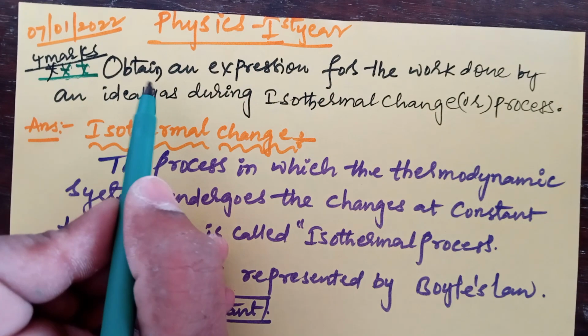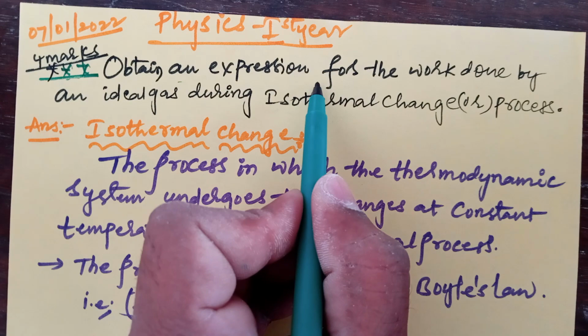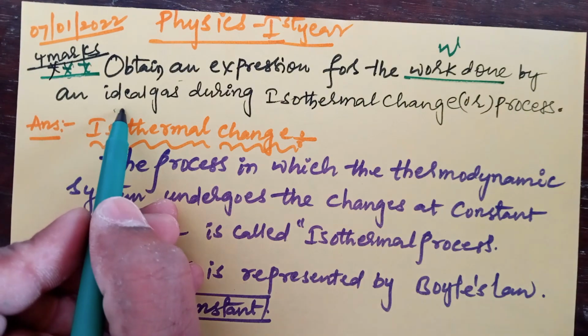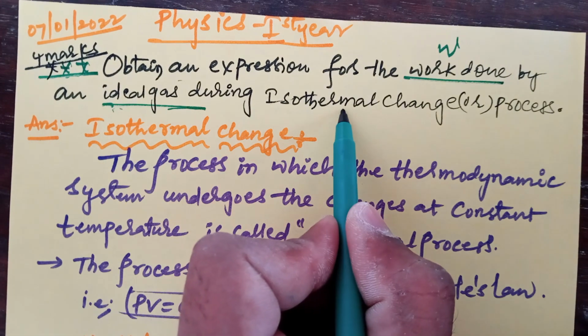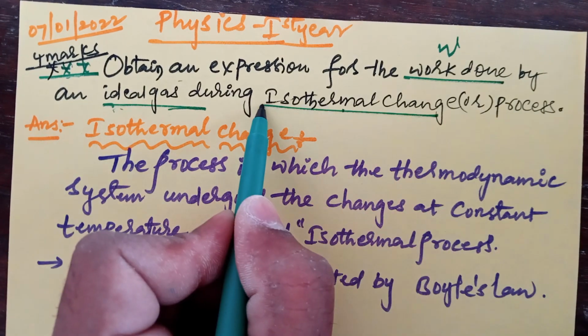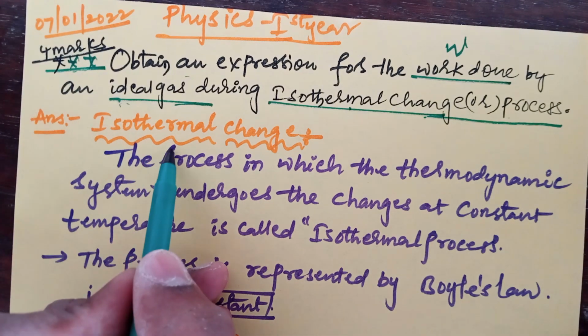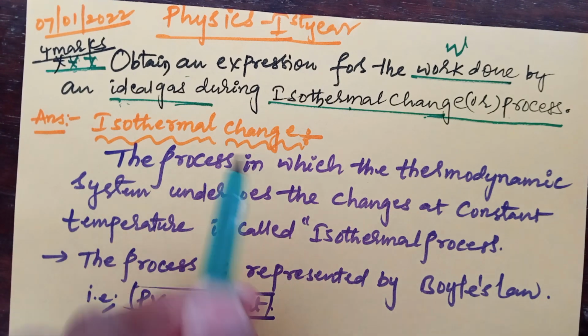In thermodynamics they are asking this question: obtain an expression for the work done. What are we finding? The work done by an ideal gas during an isothermal change, also called an isothermal process. So what is meant by an isothermal change or isothermal process?